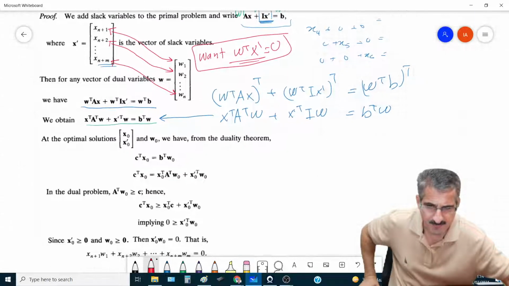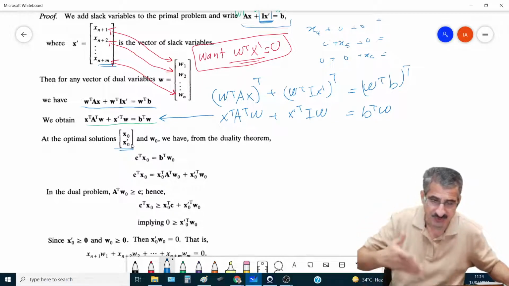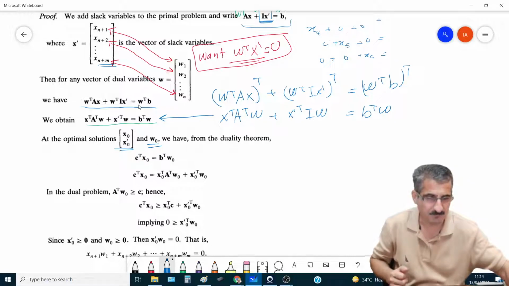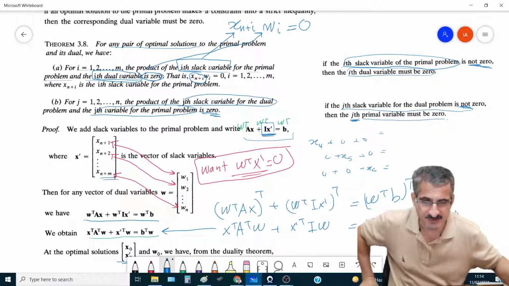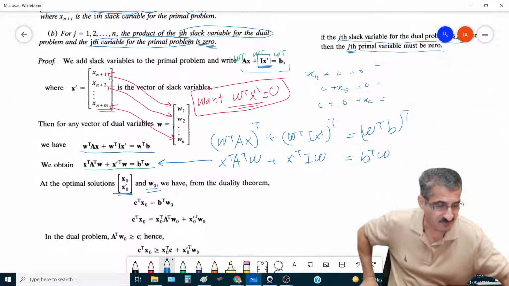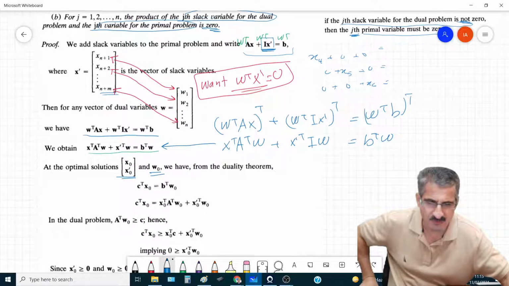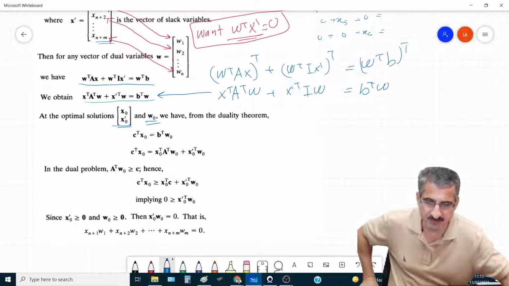Now let's go. If we have an optimal solution, write it this way: x naught prime, and w naught. Okay? So we are assuming we have an optimal solution in the problem, right? Because it says for any pair of optimal solutions. And these are the values of the slack variables, and the dual variables from these optimal solutions. Now we keep going. Okay.